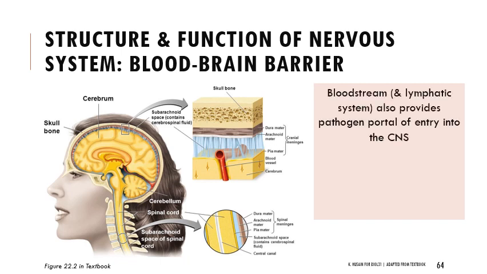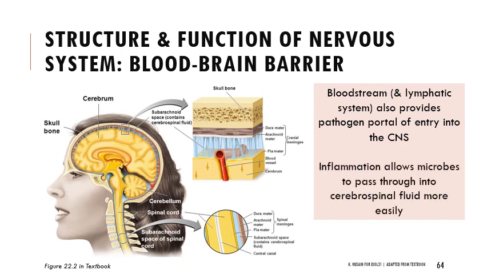Vertebral cavity, sorry. So when we're thinking about this, there is a portal of entry into the central nervous system here because we have the formation of that cerebrospinal fluid and filtration and circulation through there. So when we have inflammation, not only does it allow drugs to pass through more easily, it allows microbes to also pass through into the cerebrospinal fluid a little bit more easily than they normally would.